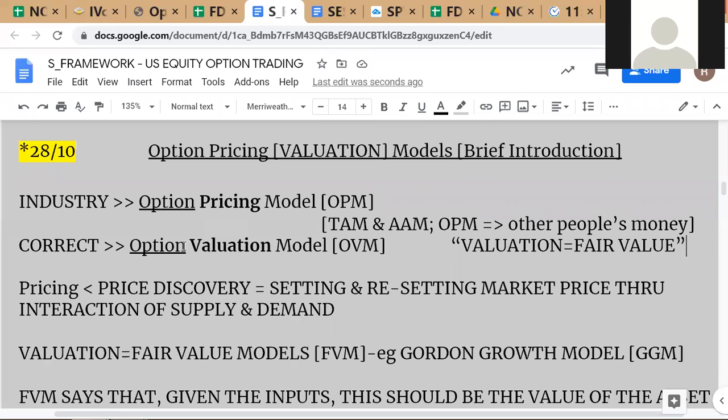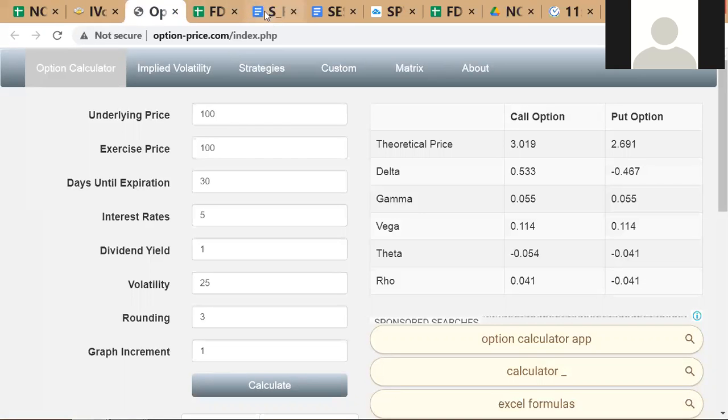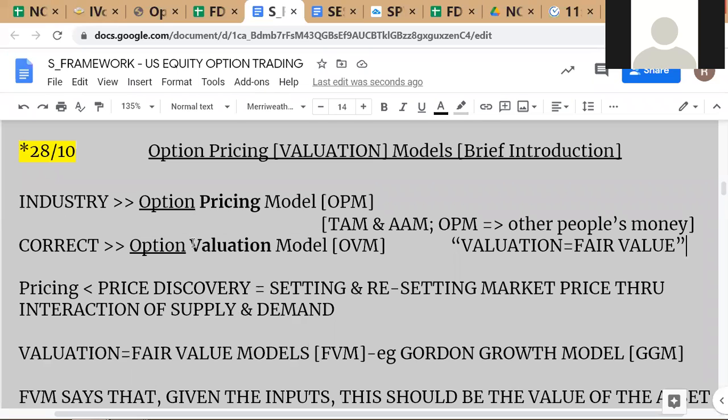That's why the correct terminology would have been option valuation model or OVM. But that's not what people in the industry are going to say. They're going to say OPM. And you have to understand that, okay, that's the lingo for referring to stuff like this. But you should also understand, for your own conceptual clarity, that this should have been called OVM, where the option valuation model is a fair value model. All right, so this is the first thing you have to understand. Fair value is subjective.